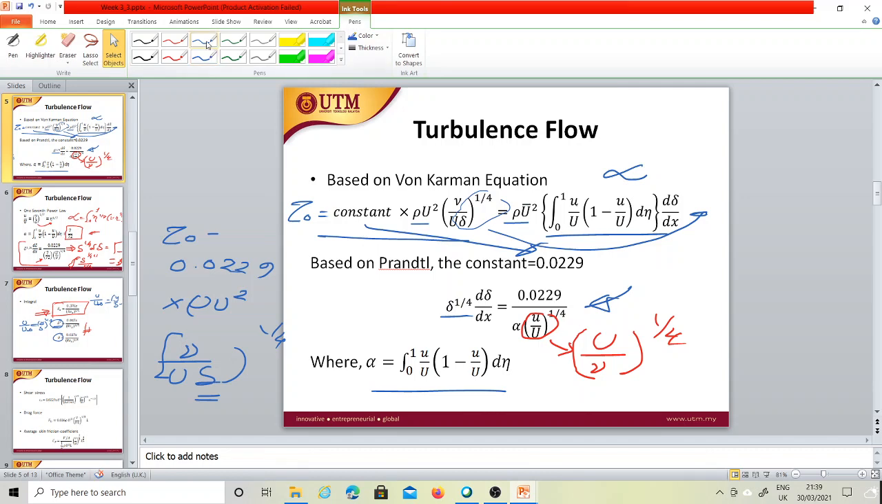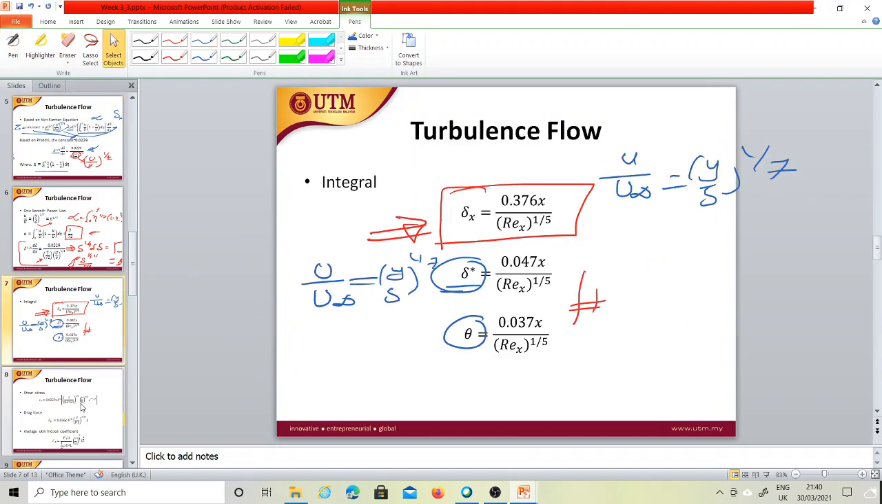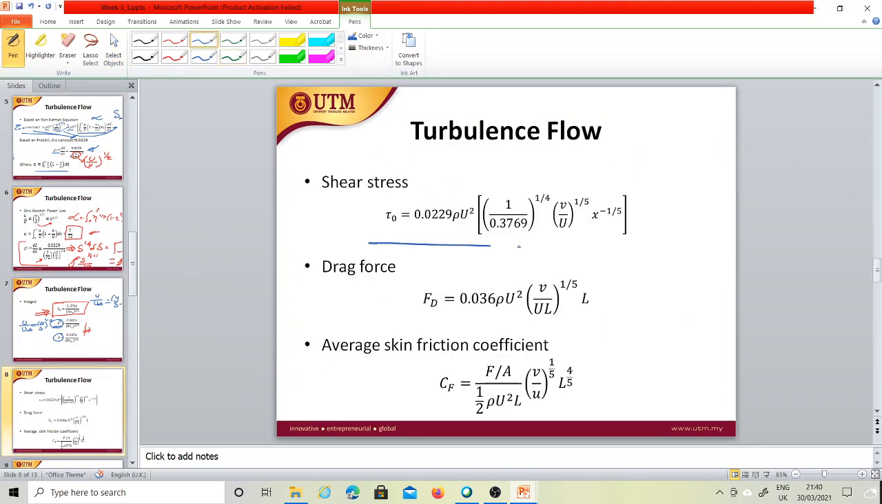Okay, so if you substitute this value here, what you will get... I'm sorry, I have some calls too, so I'm distracted. I'm sorry for that.